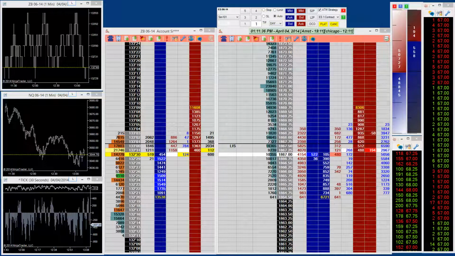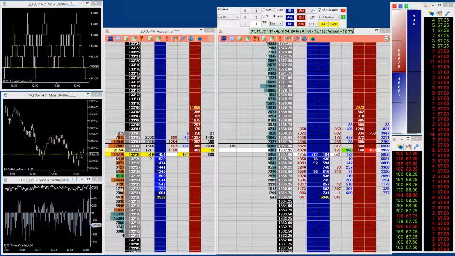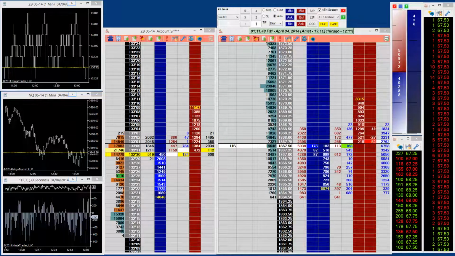Now, there is a tendency to put your stop losses where everybody else does. So when you get stopped out, if it's at a time when everyone else is running for the door, you really want to be looking at getting out before that happens.